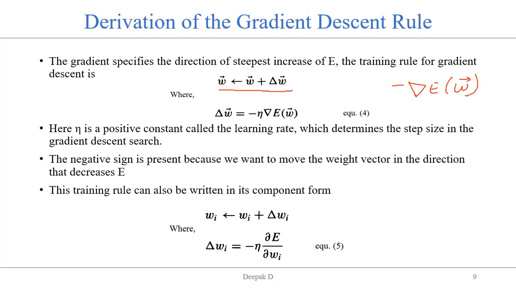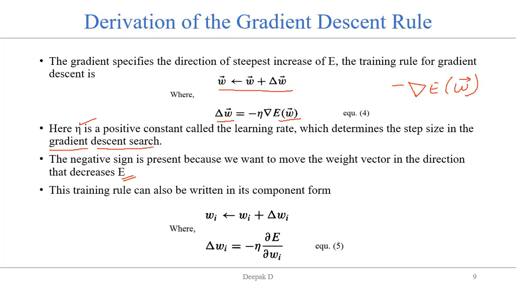Where delta W, that is the vector of weights, is given as minus eta times delta of E of the weight vector. Here eta is a positive constant, which is called the learning rate, that determines the step size in the gradient descent search. This you have to understand carefully. That is the learning rate. The negative sign is present because we want to move our weight vector in the direction that decreases our error value.